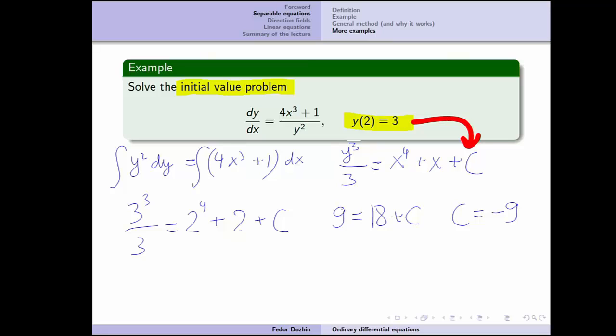Alright, so now we just need to substitute minus 9 as the constant, and then we solve for y. So let me do it together at the same time. So solving for y, we get y cubed equals 3x to the 4 plus 3x plus 3 times the constant. The constant is minus 9, so 3 times minus 9 is minus 27. That's y cubed. But now y itself is, of course, going to be the cube root of its own cube, so I should write it to the power 1/3.